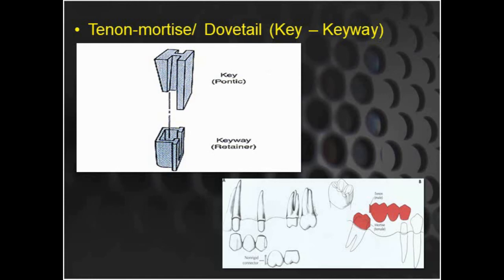So these are the contraindications of non-rigid connectors. Next are the different types of non-rigid connectors. You can just mention the different types in your answer. The first one is the tenon mortise, or the dovetail, or the key keyway, which we have already discussed about the design and purpose.